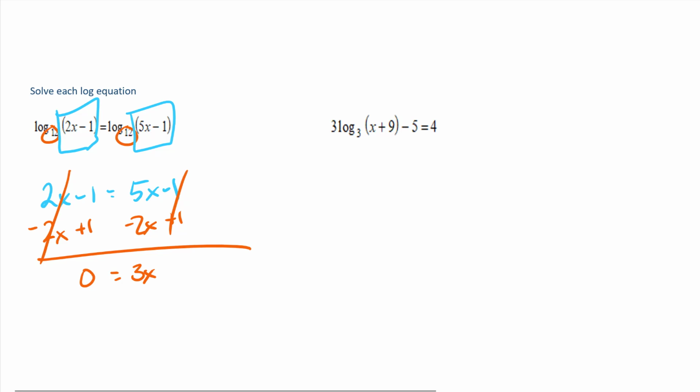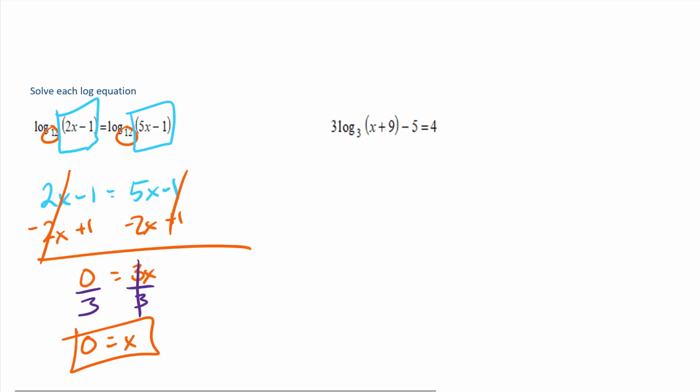What do I do to get x by itself here? I'm going to divide by 3. And we can divide 0 over 3. We couldn't divide 3 over 0, but we can do 0 over 3. So my answer really is just 0 equals x. Super simple, right? We're taking something algebra 2, recognizing its pattern, and turning it into algebra 1.